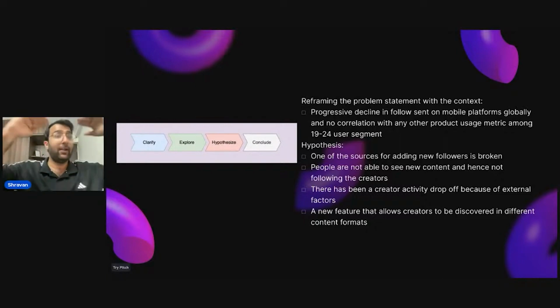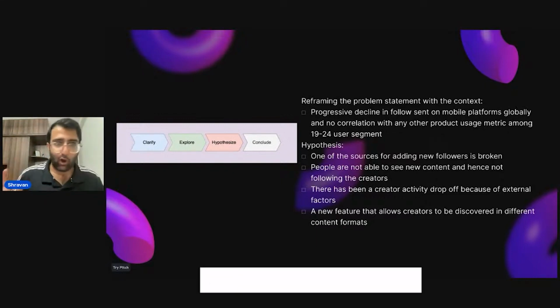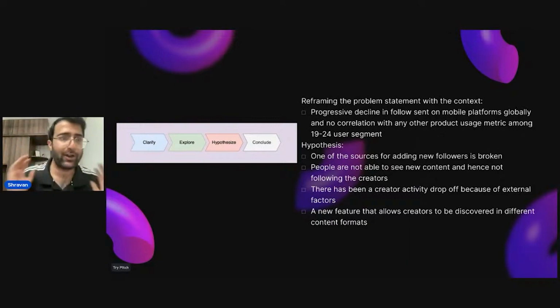Then you essentially now build a hypothesis. Okay, one of the sources, maybe the first, is one of the sources for adding new follows is broken. The follow button is working, but probably the way that you follow people, the discovery points, wohi broken hai. Ki people you may follow, people you may know, it's not working. That's one. Second, people are not able to see new content, hence not following new creators. ये second hypothesis है.